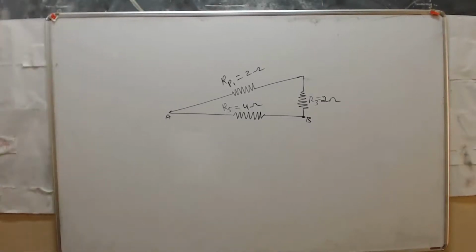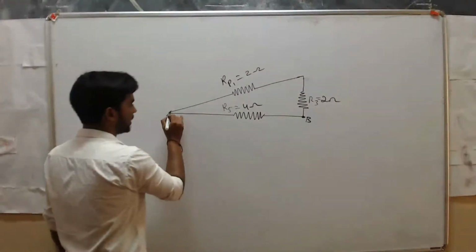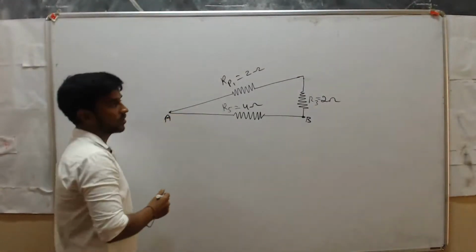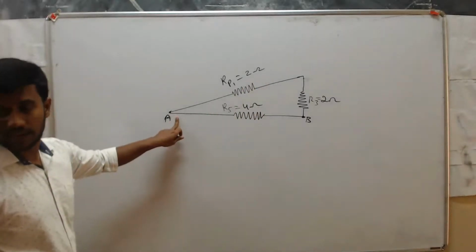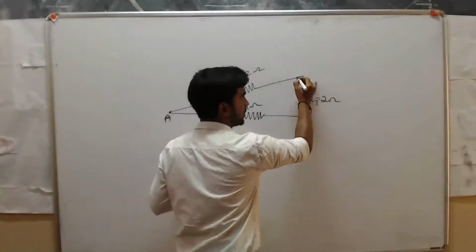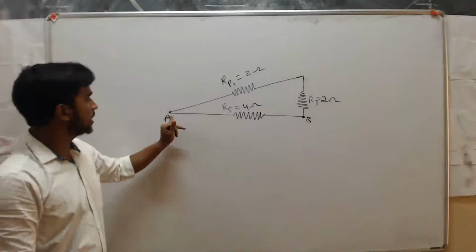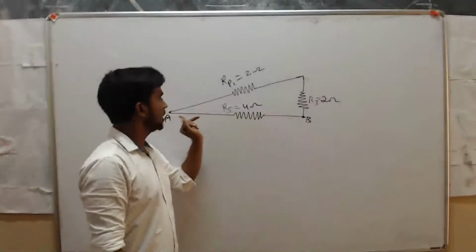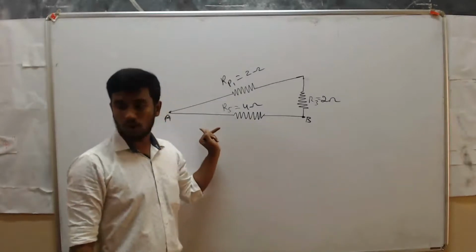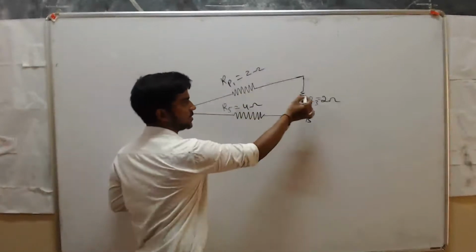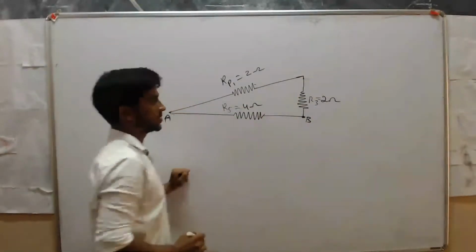8 ohm is wrong. See here, this is the point A. You can't take all as in series. This is the point A, but this is not a point. These two are points, because they asked to calculate the resistance between A and B. Now observe this one and this one, there is no connection between them, so we can say these two are in series.